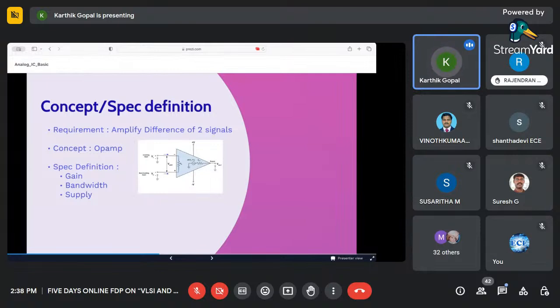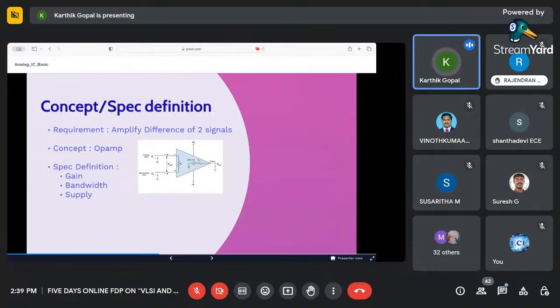So a requirement is to amplify the difference of two signals. Let's assume there are two signals coming in. So we need to amplify the difference of these two signals. That is one requirement. So that is called concept derivation. And here, let me take an op-amp as the concept.